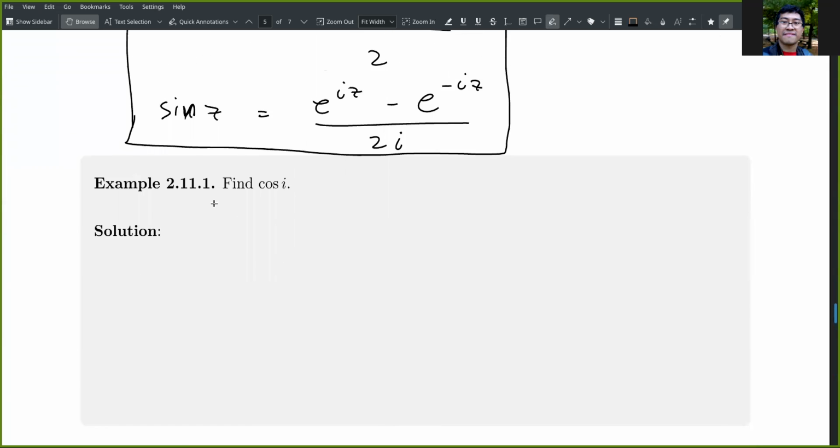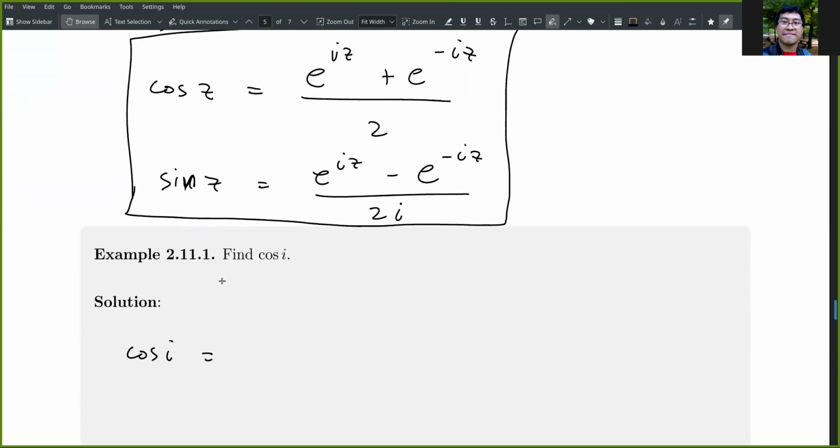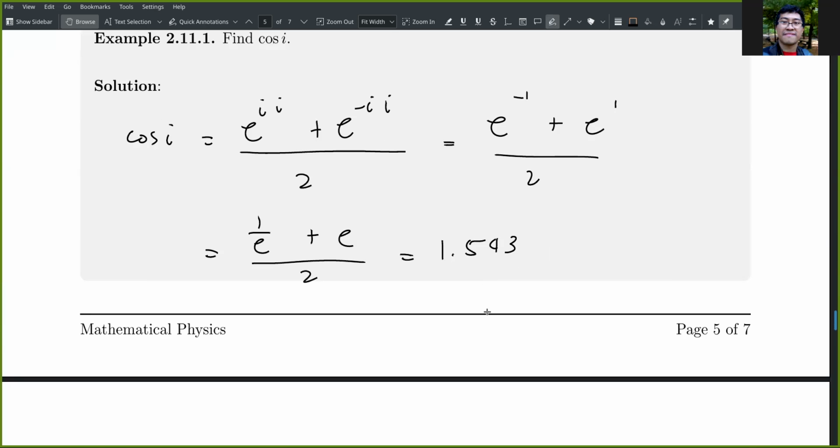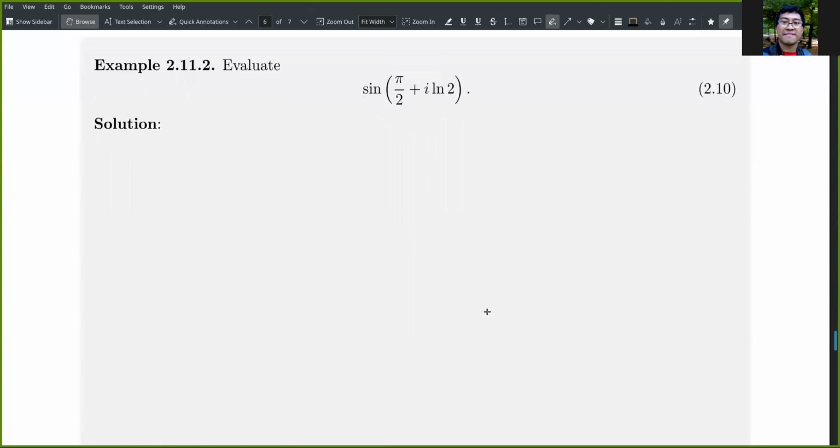Example, find cosine i. So you want to find cosine i. Cosine i using our formula, this one. Cosine i is, z is i, e^(i·i) plus e^(-i·i) divided by 2. So that's e to the power of minus 1 plus e to the power of 1 divided by 2, or that's 1 over e plus e divided by 2. If you use your calculator, it will be 1.543 and so on.